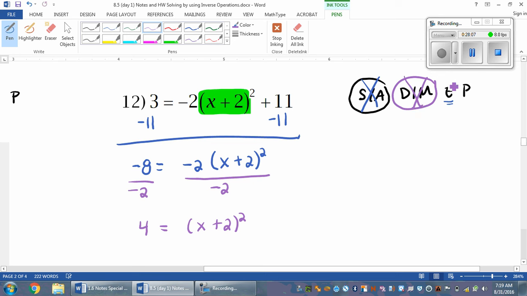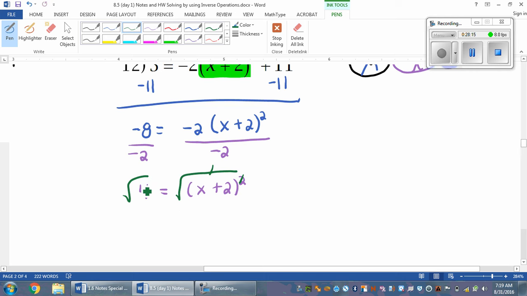Now I'm going to go ahead and get rid of the exponent. I get rid of the exponent by square rooting both sides. Then the square root and the square cancel. When you take the square root of 4, it's positive and negative 2. What drops down is x plus 2. Now separate into your two equations.